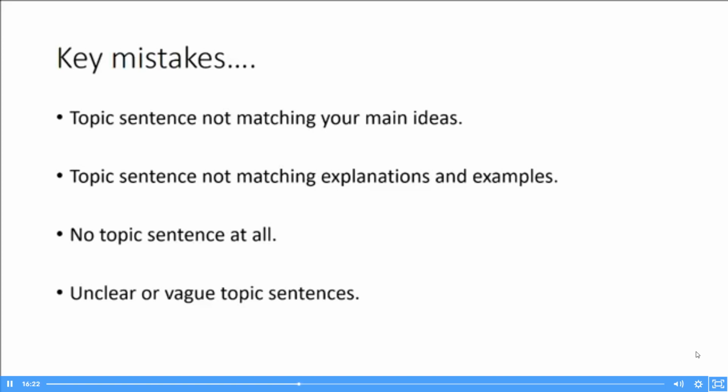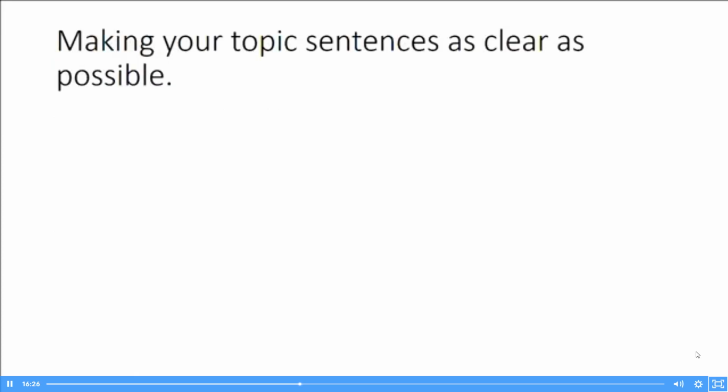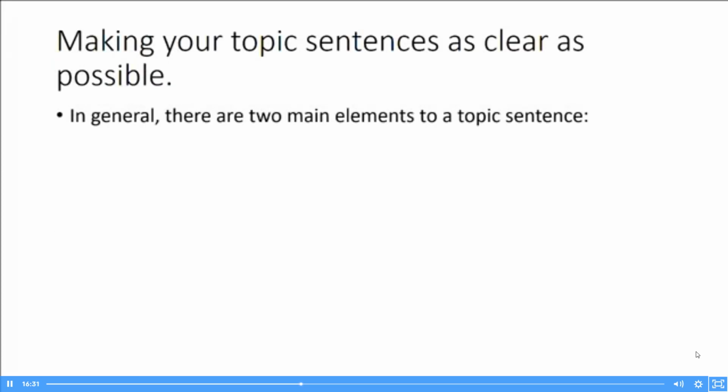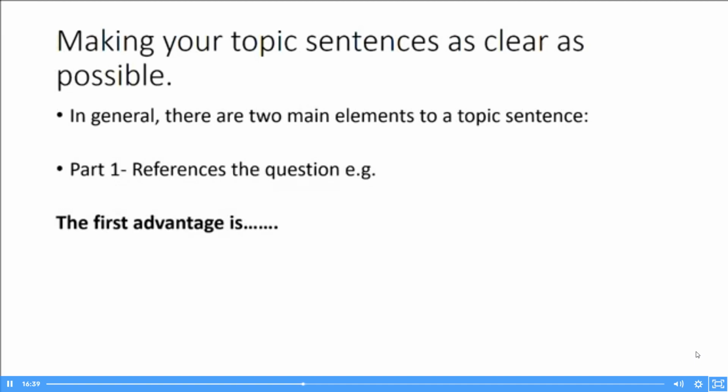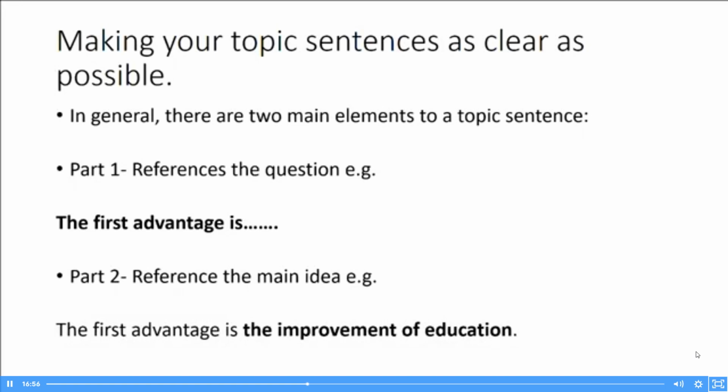In general, there are two main elements to a topic sentence. Part one, reference the question, e.g. the first advantage is. So imagine you're doing a question and the question is, what are the advantages and disadvantages? You reference the question by saying, the first advantage is, and that would be the first part of your topic sentence. Part two, reference the main idea. Example, the first advantage is the improvement of education. So, the main idea is the improvement of education. Referencing the question is the first advantage is.